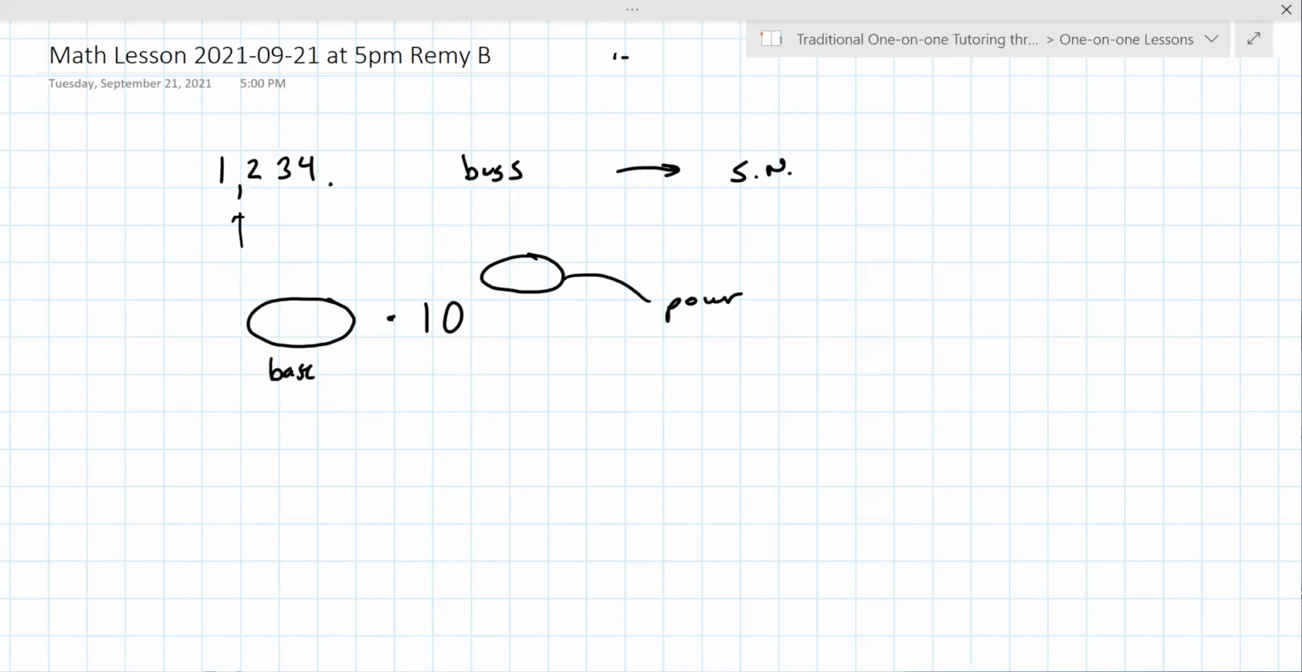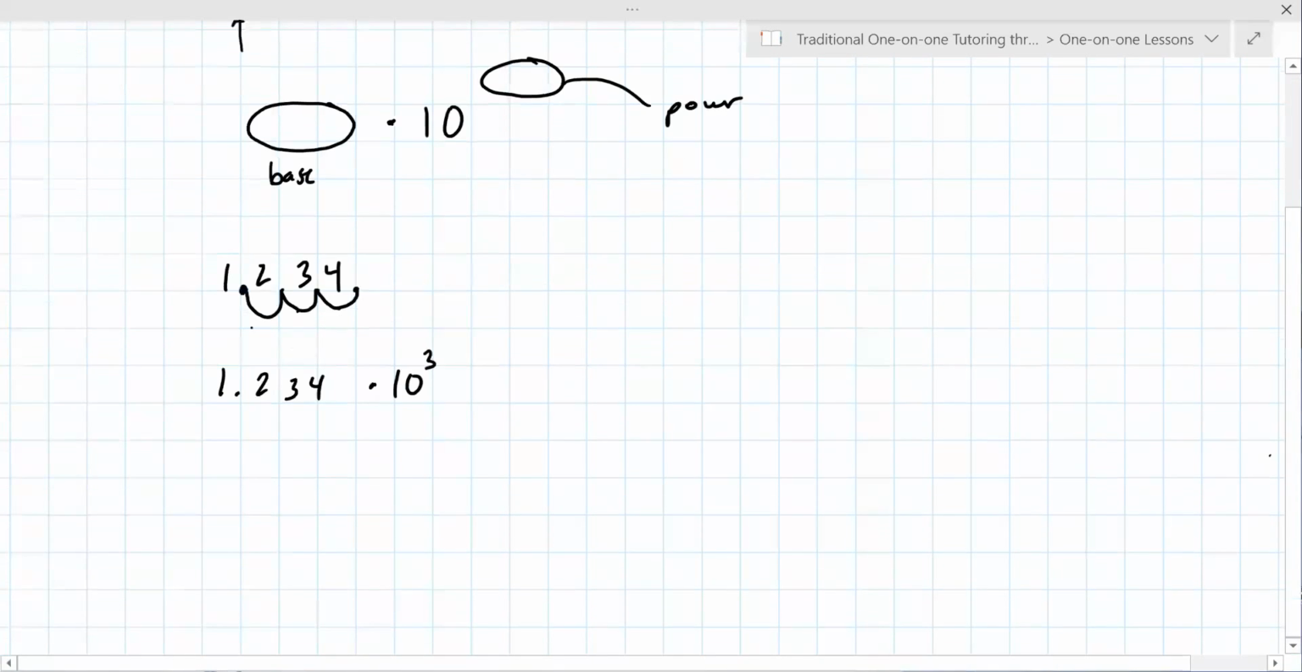So the decimal is here, 1, 2, 3, 4. And when you move it left, you count the number of places you move it left. So then it's 1.234 times 10 to the power of 3, because I moved it left 3 places, or you count each of these. Hopefully you saw that in class.